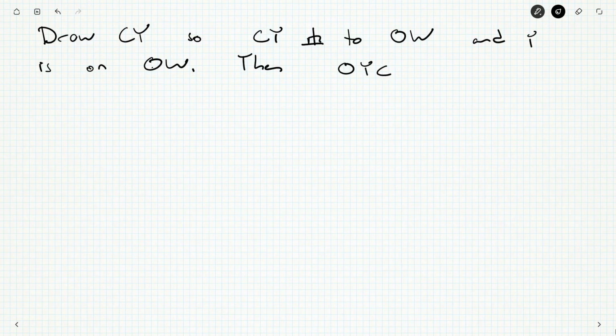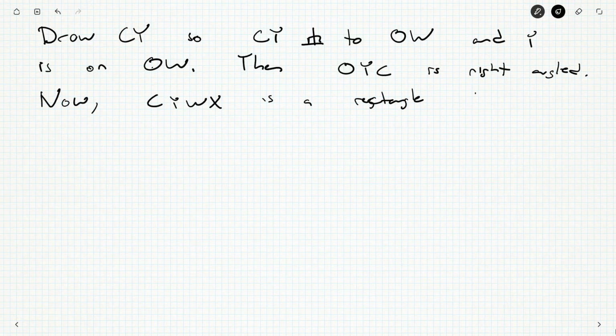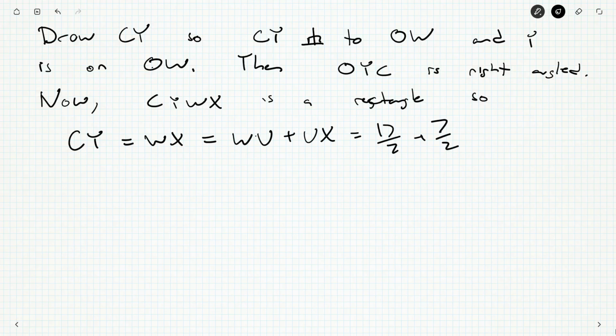Then OYC is right angled. Now, we had CYWX is a rectangle. So CY, which was that longer side, CY is going to be equal to WX, which is the same as WU plus UX, which is 17 over 2, plus 7 over 2, which is 24 over 2, which is 12. Very nice. Okay, so CY is 12.